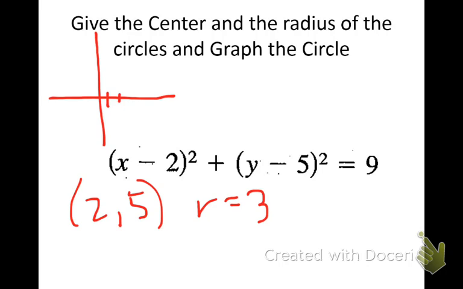So if we graph this one, I'll graph it up above here. 2 over, 5 up. There's our center. Right? And then our radius is 3. So I go from the center 3 in all directions. There's our circle. It should look something like that when you graph it.